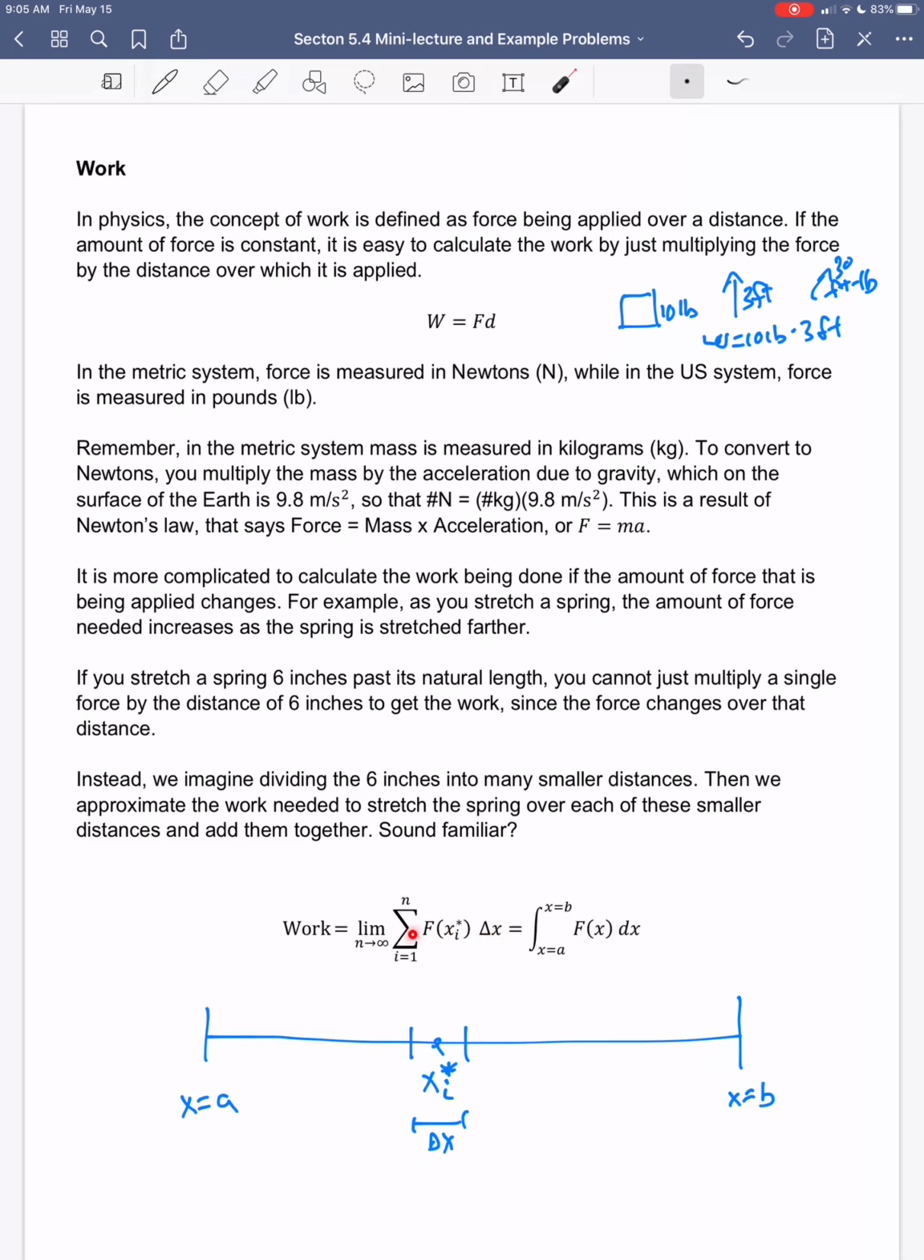But then I add that over n subintervals. I divide this whole distance into a bunch of these little subintervals. What I do then is take the limit as n goes to infinity. As I do that, delta x goes to 0, and my force doesn't really change over the interval because I'm essentially evaluating the force at every single x-coordinate along this interval. And of course, once I do that, it's just the integral from a to b of this force function dx.